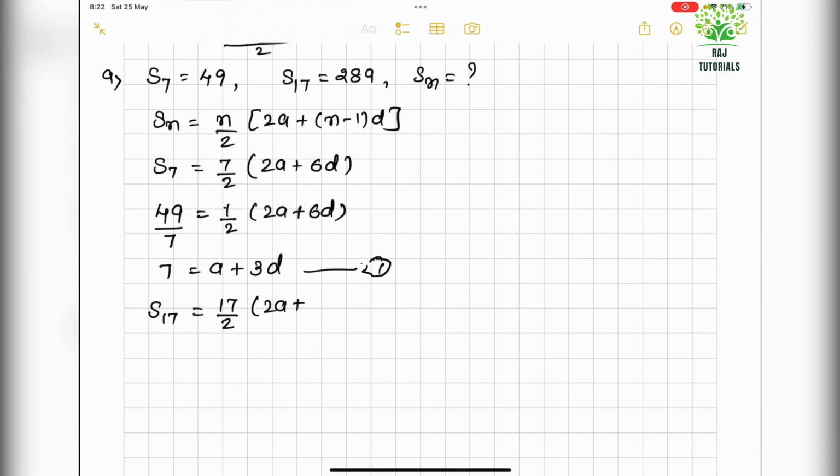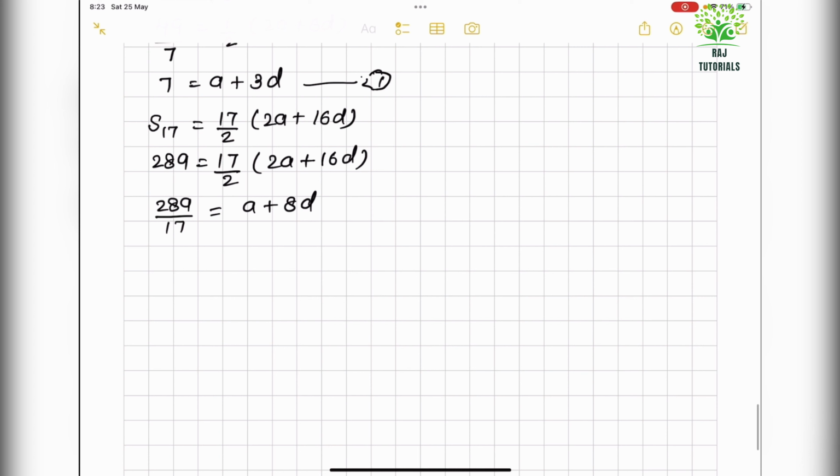Similarly, S17 will be equal to 17 by 2 into (2a plus 16d). So 289 equals 17 by 2 into (2a plus 16d). Again I am doing the same process: 289 divided by 17 equals a plus 8d. Divided by 17, it will be 17 equals a plus 8d. So this is the second equation.